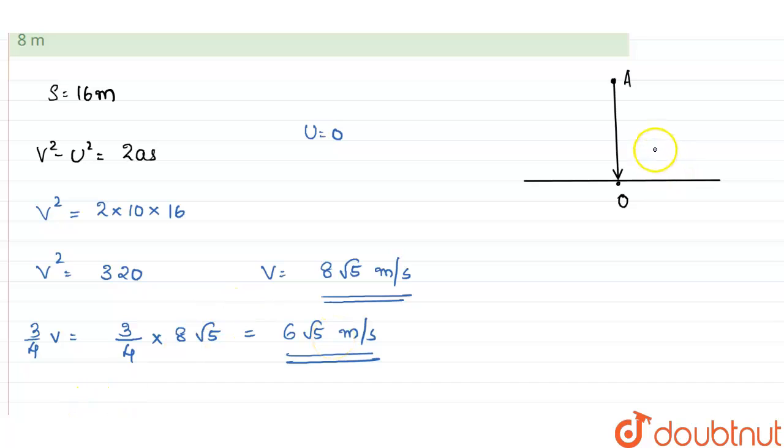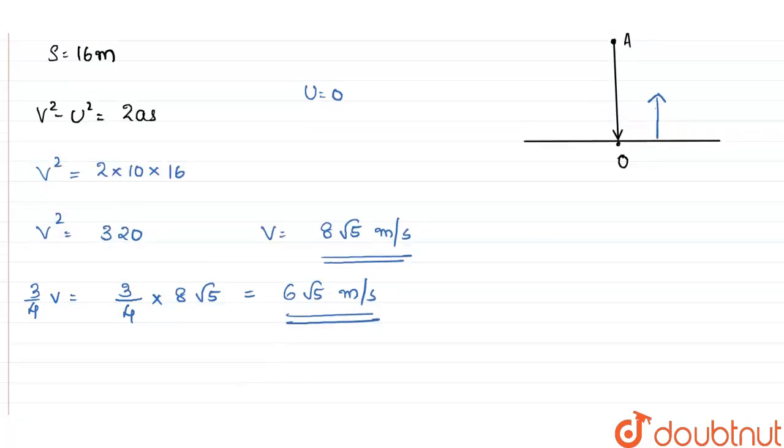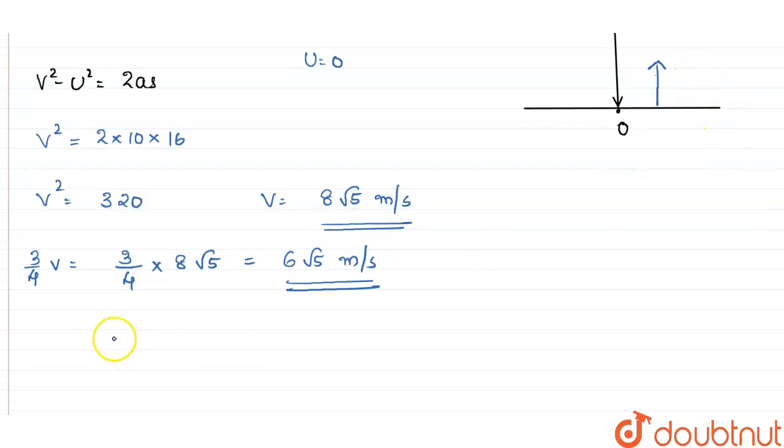Only this much of the velocity is remaining when the ball bounces back. So suppose the ball bounces back from the point O in the upward direction. In that particular motion, the initial velocity u will be equal to 6 root 5 meter per second. When it reaches the maximum height, its velocity v will be equal to 0. So the final velocity v is equal to 0.